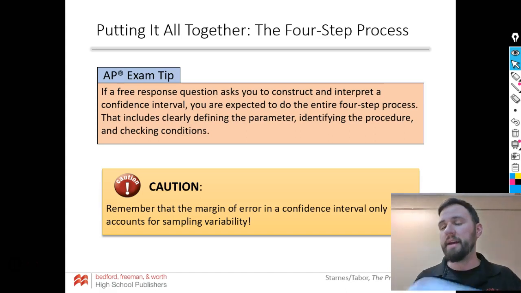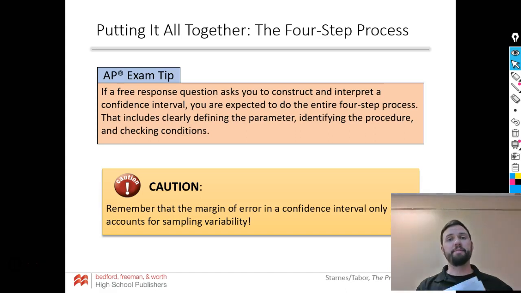Also, I'm going to say this once. If you want to learn how to do this in your calculator, page 518 at the bottom has instructions on how to do so. But be careful.